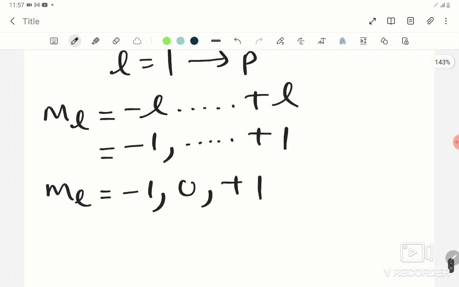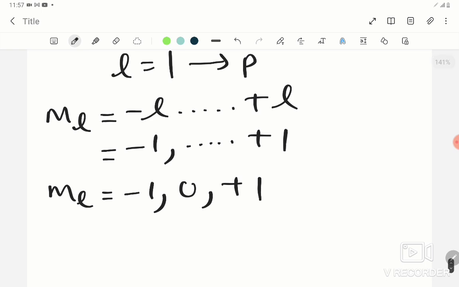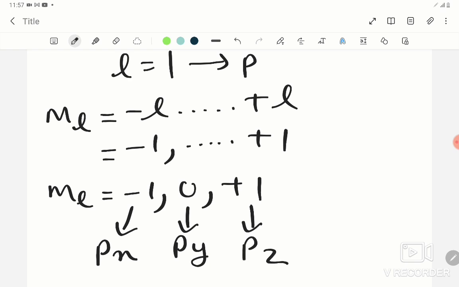You can observe here that inside L equal to 1, there will be three values of magnetic quantum number, and this is because p orbital is of three types. This means ml equal to -1 will signify px orbital, ml equal to 0 will signify py orbital, and finally ml equal to +1 will signify pz orbital. So you can see here that by observing the value of ml, we can state the direction of the orbital, whether it is px, py or pz.